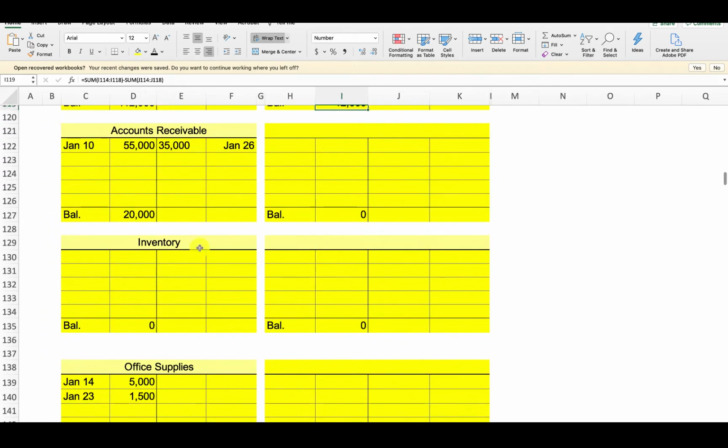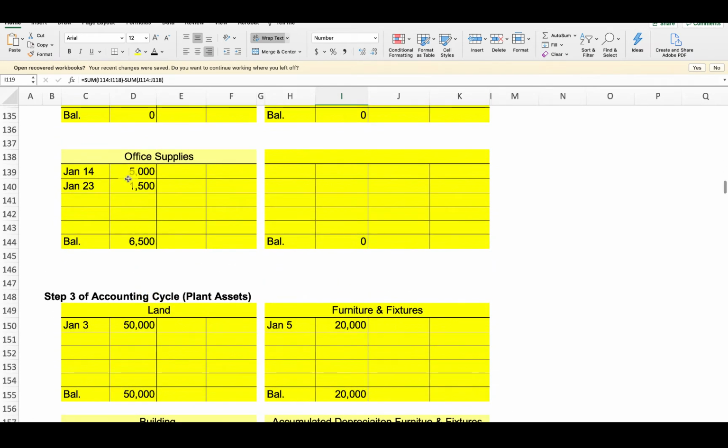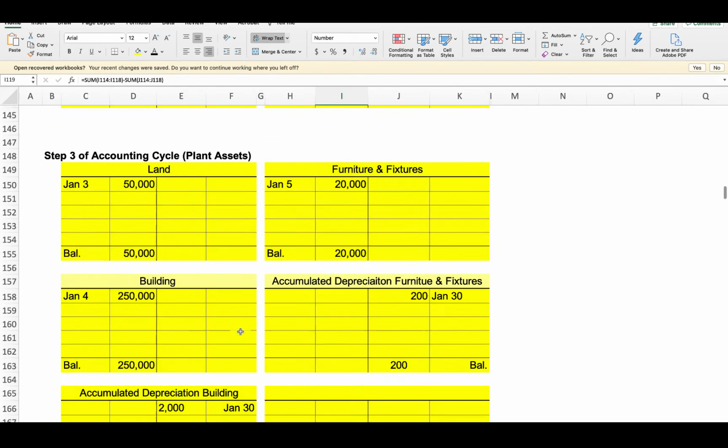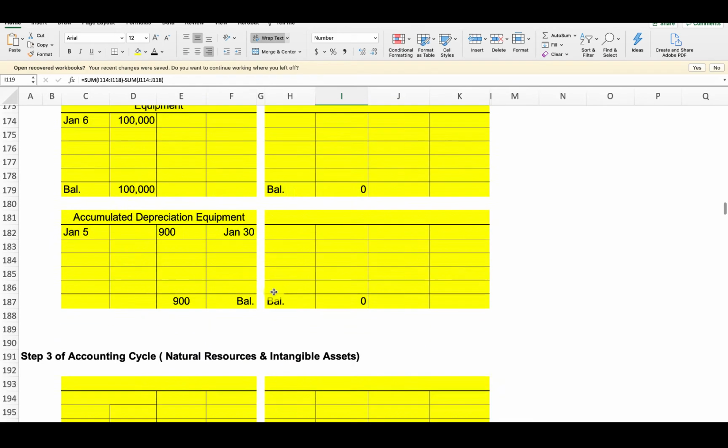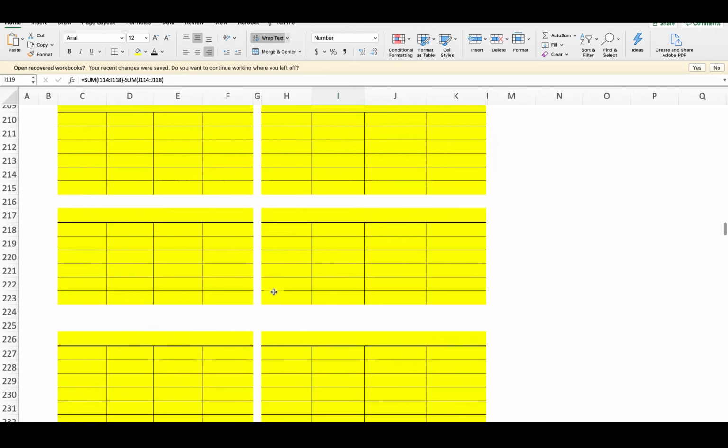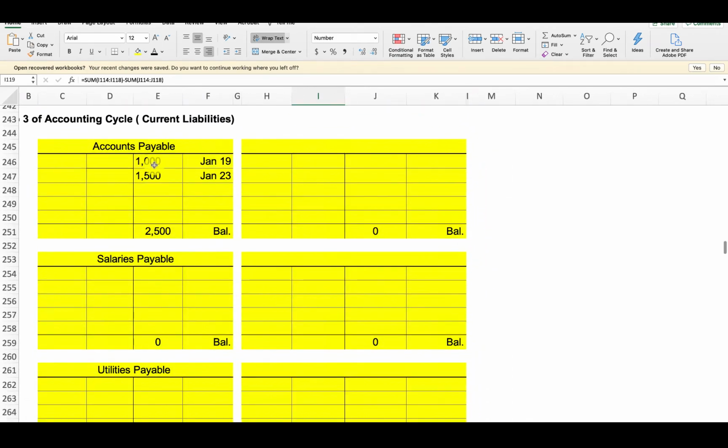And you do this. Anything that doesn't have any activity, like inventory, we're going to get to inventory later, so you just leave it blank. So office supplies, there are 2 debits, you add them up, okay? If there's only 1 balance, you just bring the balance down, like these accounts, okay? On most of these accounts, it's just going to be 1 balance, so you just bring it down. Here, you have 2 balances on the same side, you add them together. If it's 2 items on different sides, then you subtract or take the difference.